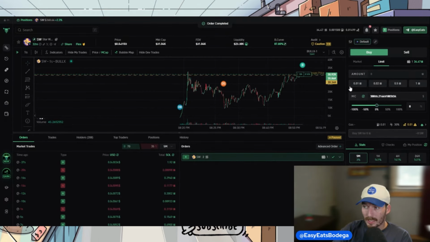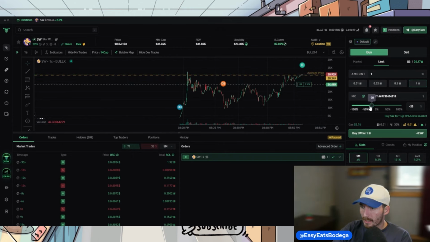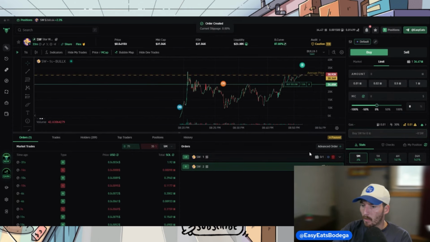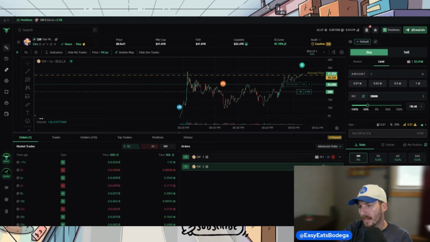And now I can also set limit buys. So if I wanted to buy one, let's say it has to retrace 20%. I can buy 1 SOL. So I just put a buy order in at 26K, in case this pulls back, I'm going to average down. So I can now average down on this buy order. You can notice I can actually set percentages versus just hard market caps. So either hard market cap or just percentage, 20K if I wanted to, 25K, whatever we wanted to do there.